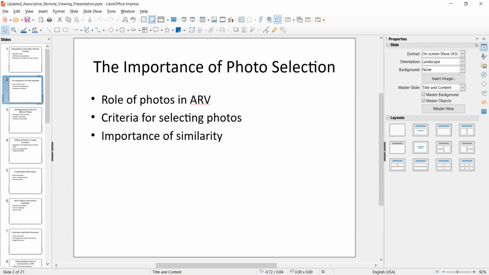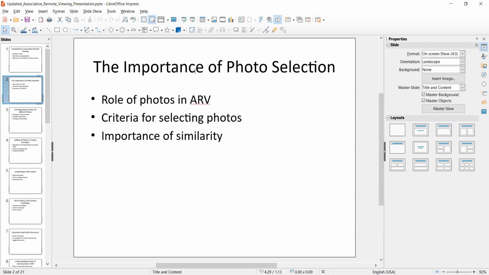The role of photo selection is very important in ARV. If you have two photos, you want them energetically the same, but different. It's hard selecting photos, and sometimes you think, I did a great session, but the photos were too similar. I'm going to have to do it again.